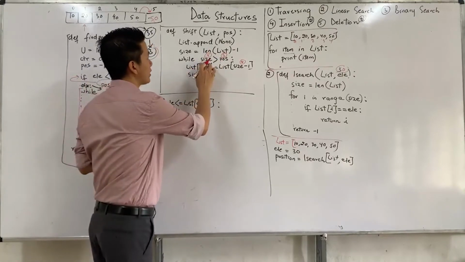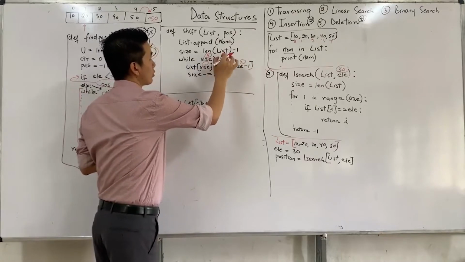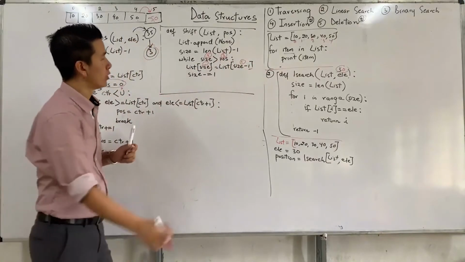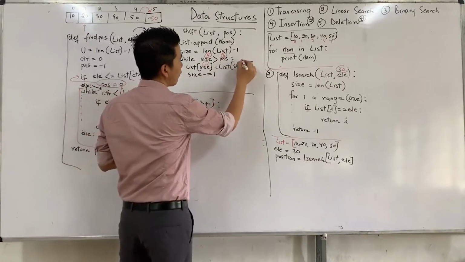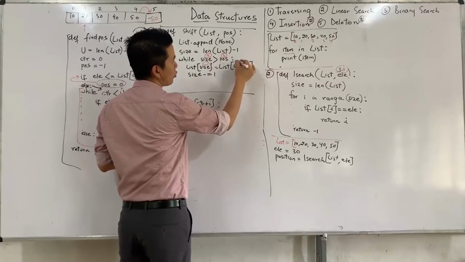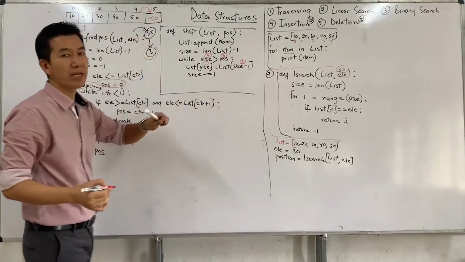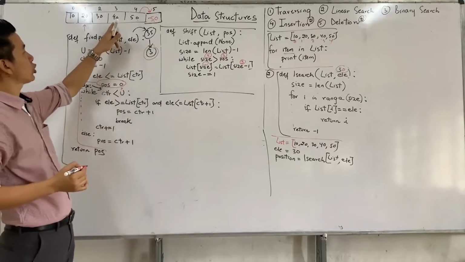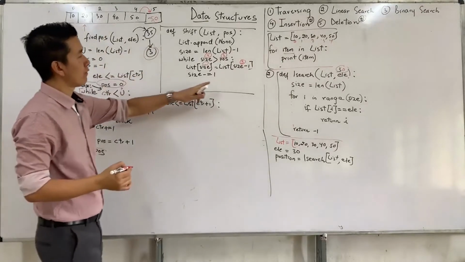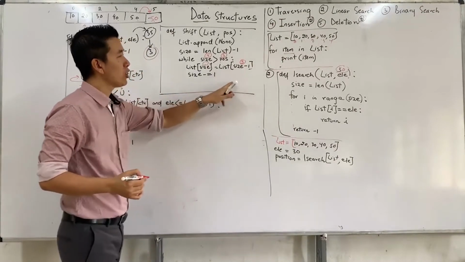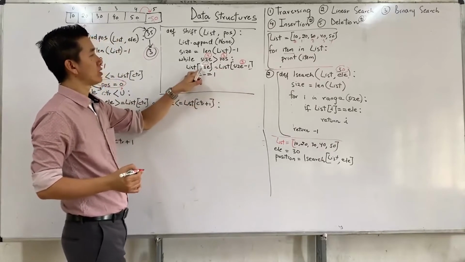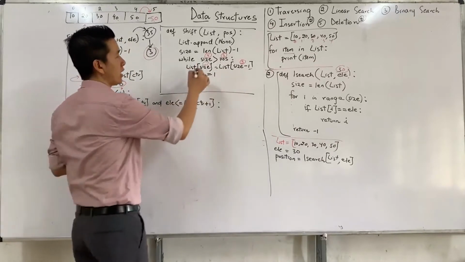4 is greater than 3. The condition is true. Since the value of size is 4, 4 minus 1 is 3. List of 3 means you're pointing to the 40. So the 40 as a value of list 3 will be assigned to the size. The value of size is 4.